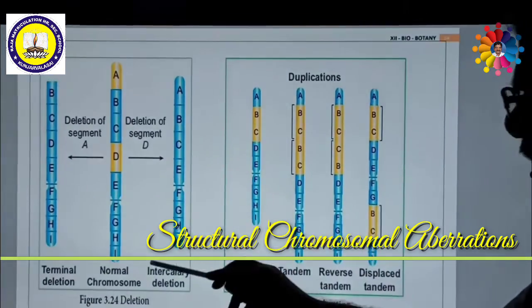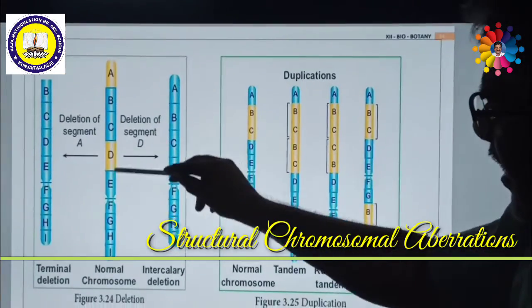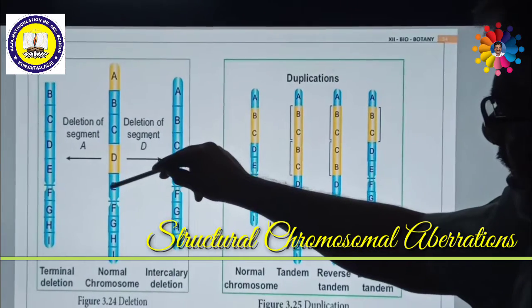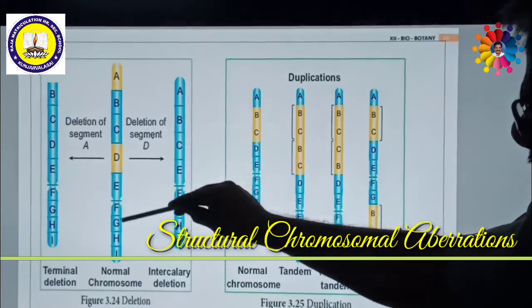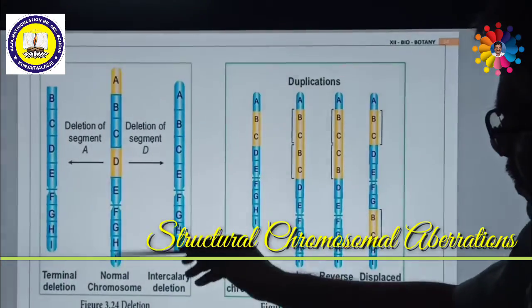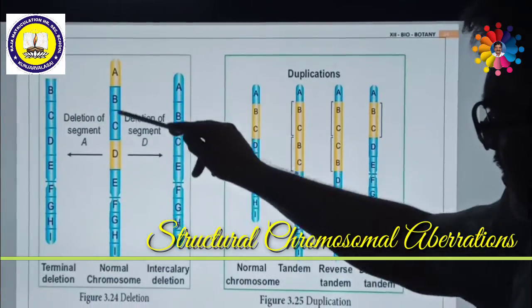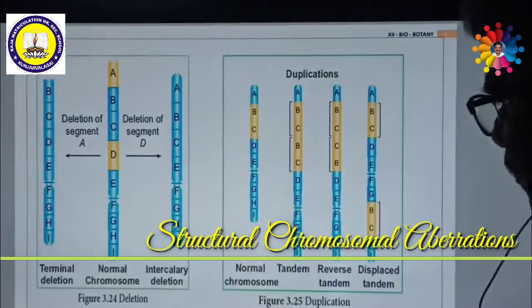So this is a normal chromosome. In this chromosome various genes are arranged: gene A, gene B, gene C, gene D, E, F, G, H, I. These are the various genes arranged in a chromosome. This is the centromere, and these genes are arranged in the chromatids. So this is a normal chromosome.